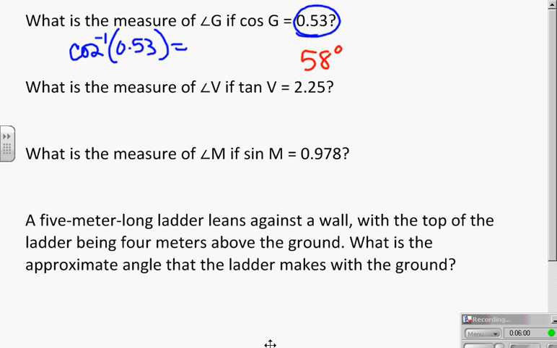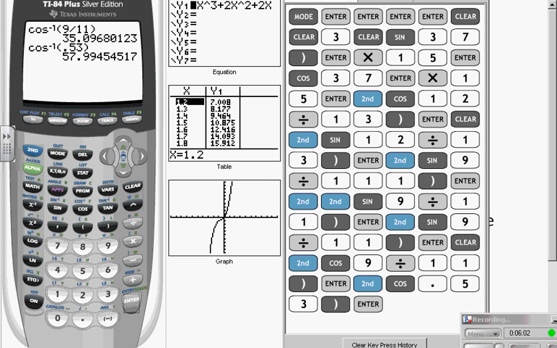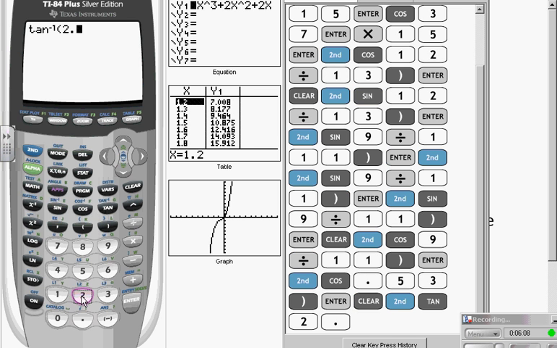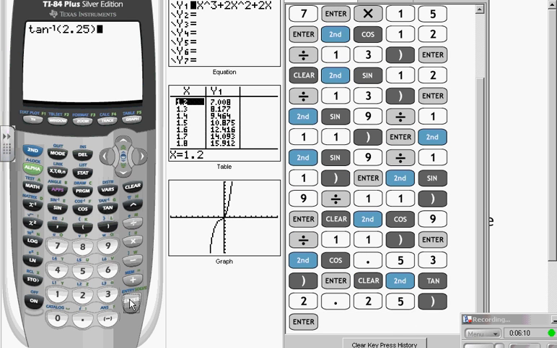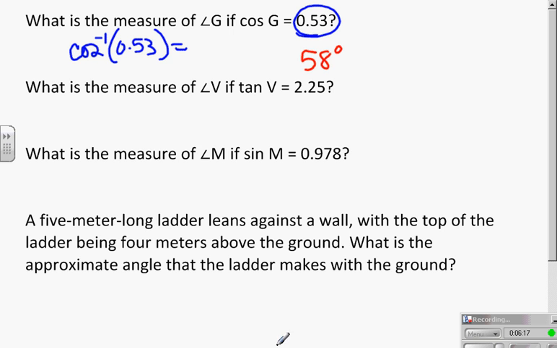If I go to a tangent, my next one asks me about the tangent of v. Tangent also has an inverse. The inverse tangent of 2.25, that is 66 degrees. 66.04.